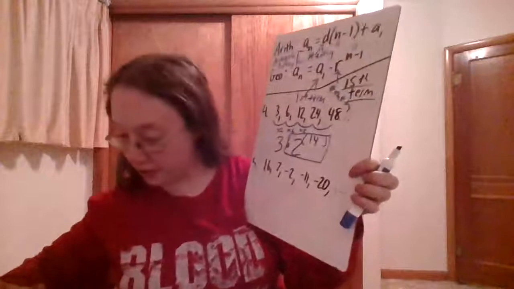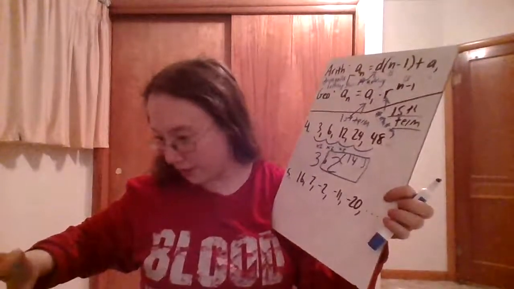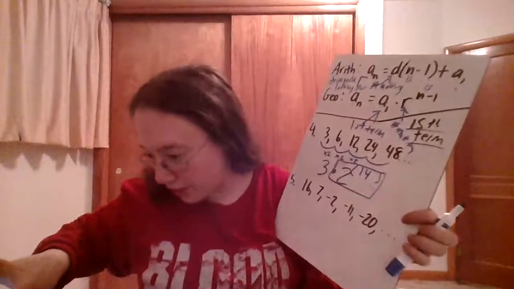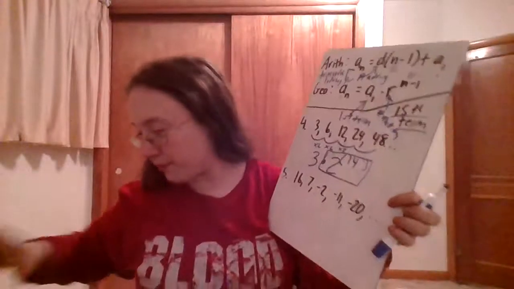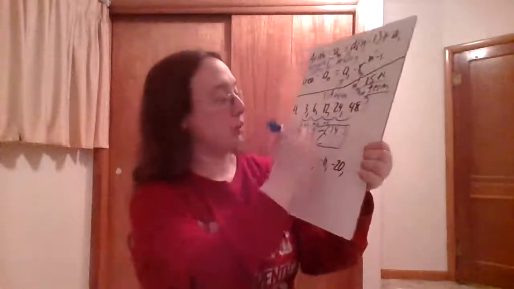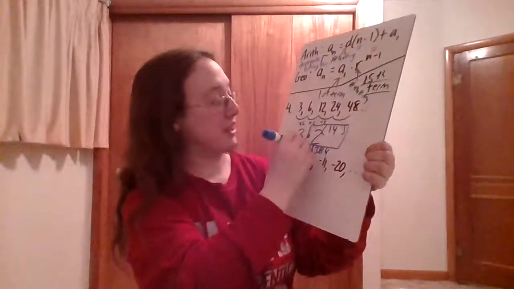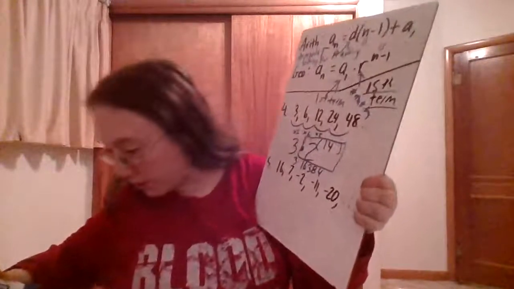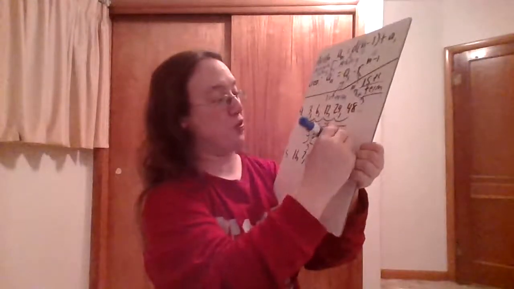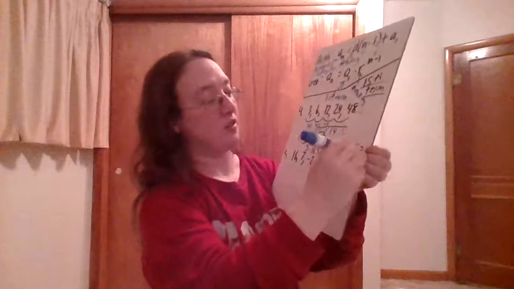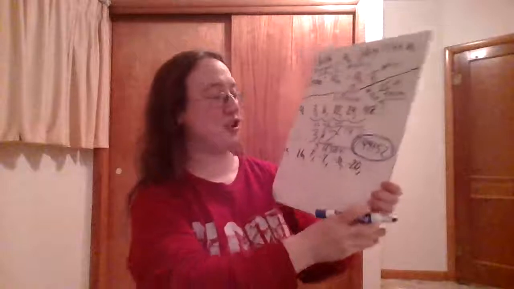So if we have 2 to the 14th, oops, my exponent button, I have to turn it that way. 2 to the 14th, which is 16,384. And then we're taking that times 3, which gives you about 49,152. Okay, so there's our 15th term.